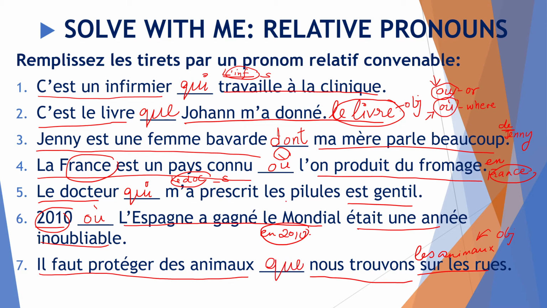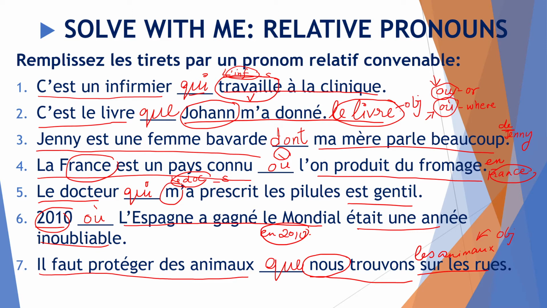Okay, and you can check for a fact that whenever you put que, it will always be followed by a noun or a pronoun. And when you put qui, it is always followed by a verb or a direct or indirect object. So qui here is with a verb, qui here is with a direct object.